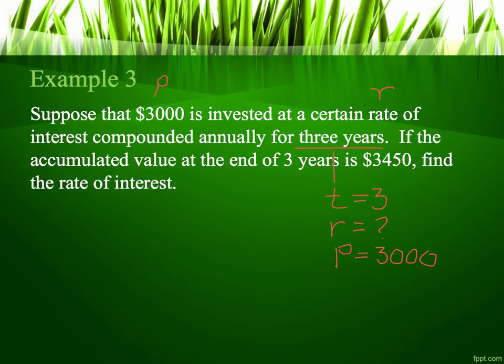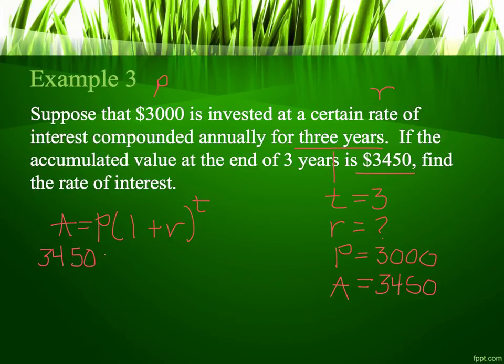We want to determine, if after 3 years the value of the investment is $3,450, what was the rate of interest? In our formula that we just discussed, the value of the investment after time t is the A. So A, in this case, is $3,450. Let's plug in everything we know. A is $3,450. P is $3,000. We don't know R, but want to find it. And T is 3.